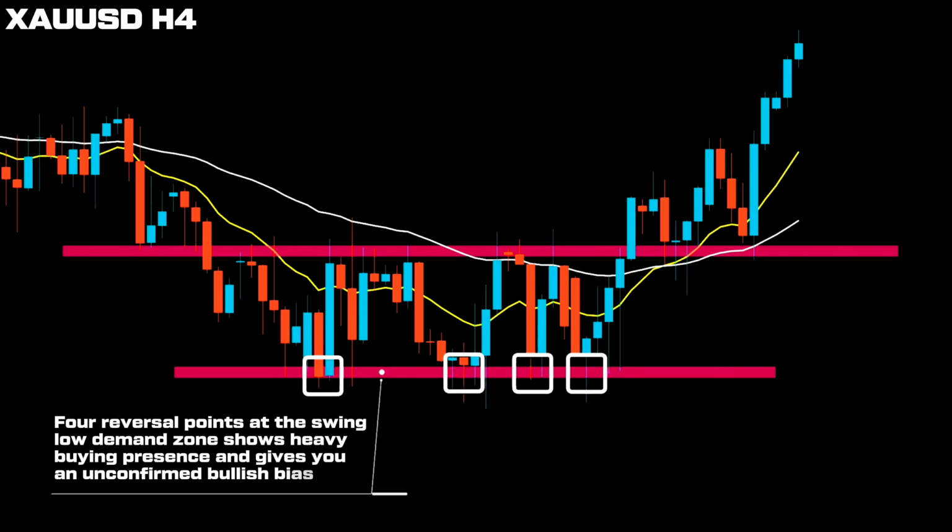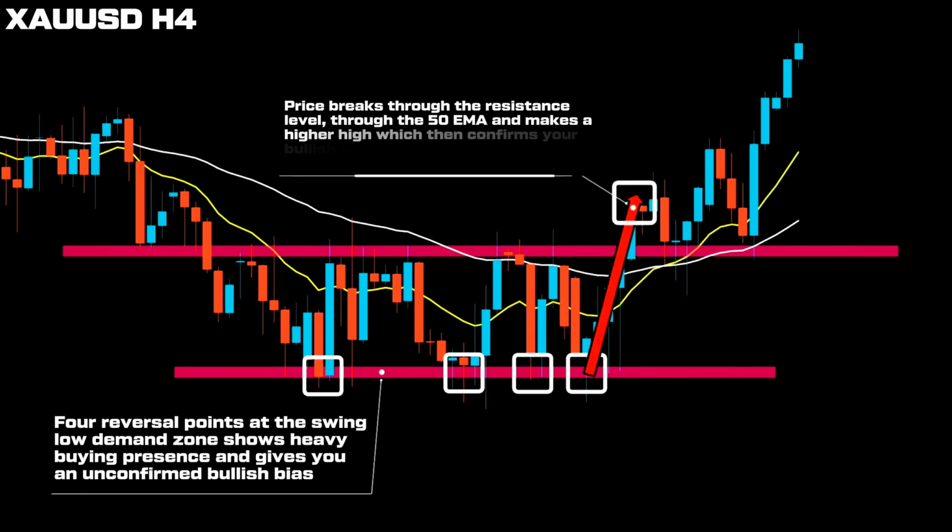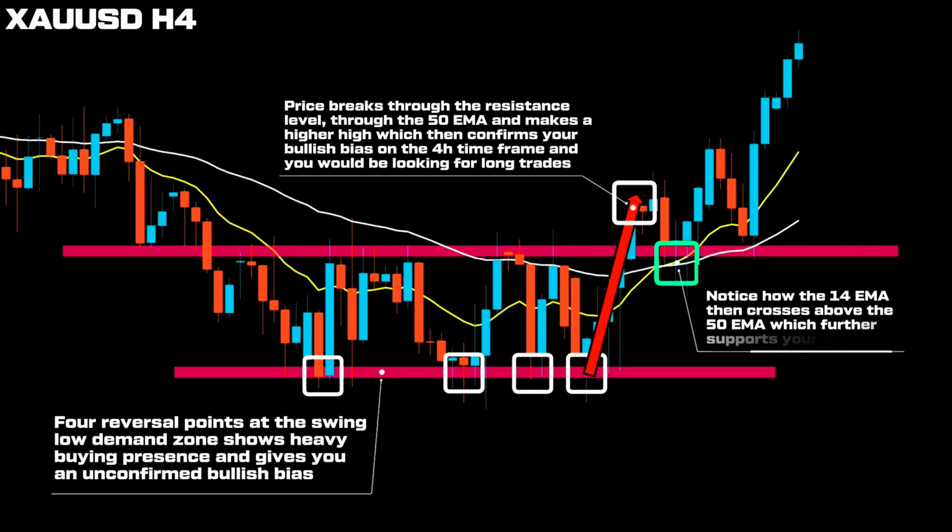In this example, we're looking at XAUUSD on the 4-hour time frame. Notice how price reacts multiple times around a key demand zone near the swing low. These repeated rejection points highlight strong buying interest in the area and suggest that buyers may be stepping in, giving us an initial bullish outlook before confirmation occurs.